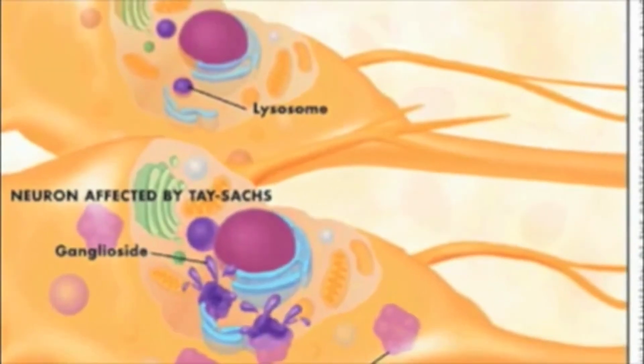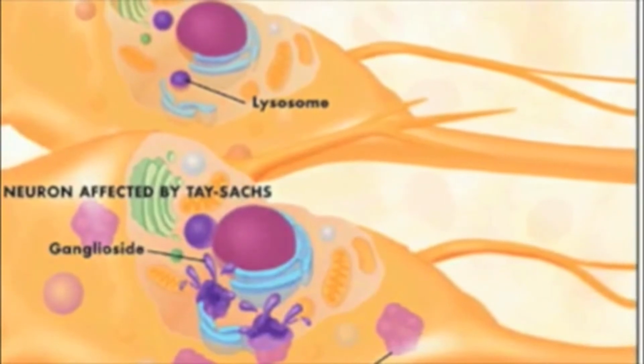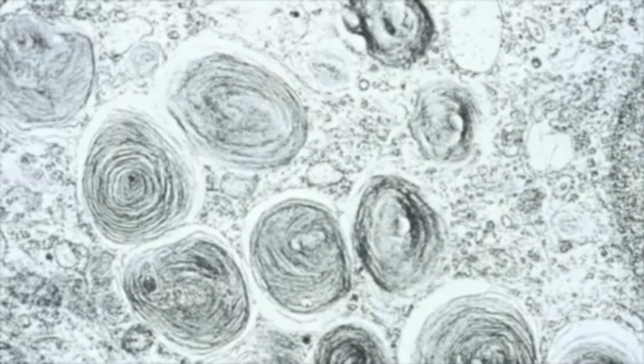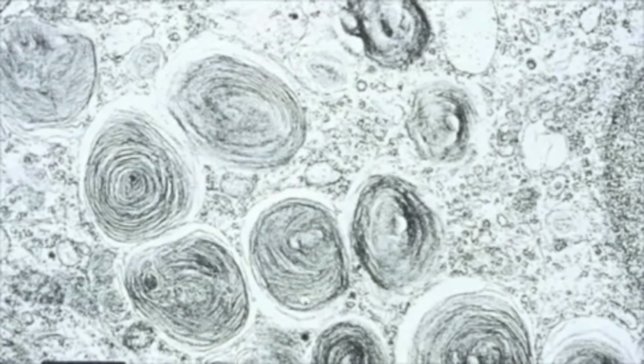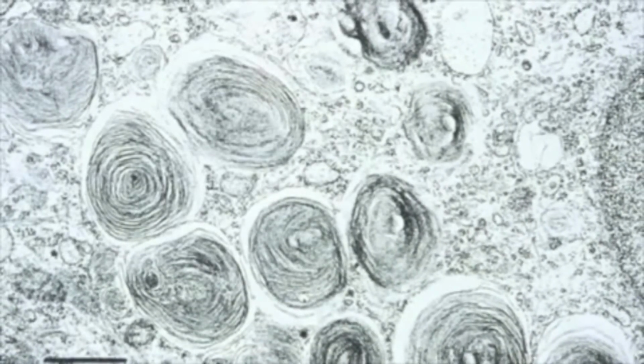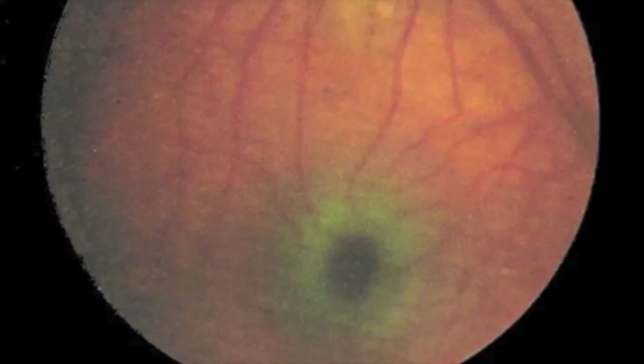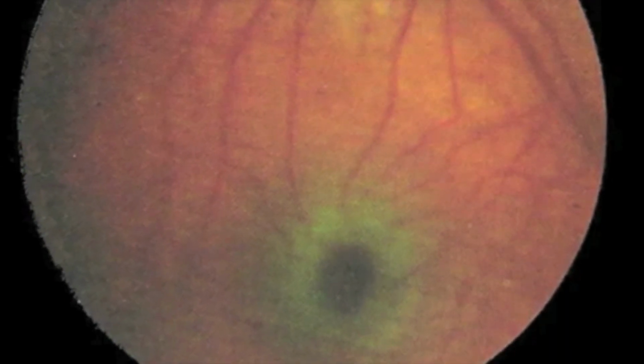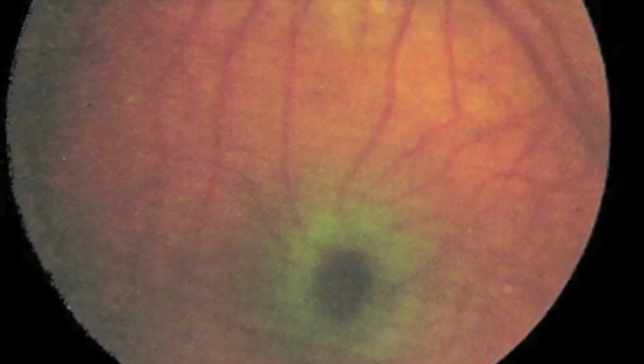Tay-Sachs is a fatal genetic disease caused by a defective or missing enzyme. Without the enzyme, accumulation of a fatty substance in the nervous system occurs. Fatty substances, also known as gangliosides, have no enzyme to break them down like normal conditions. This allows gangliosides to add up in the brain.